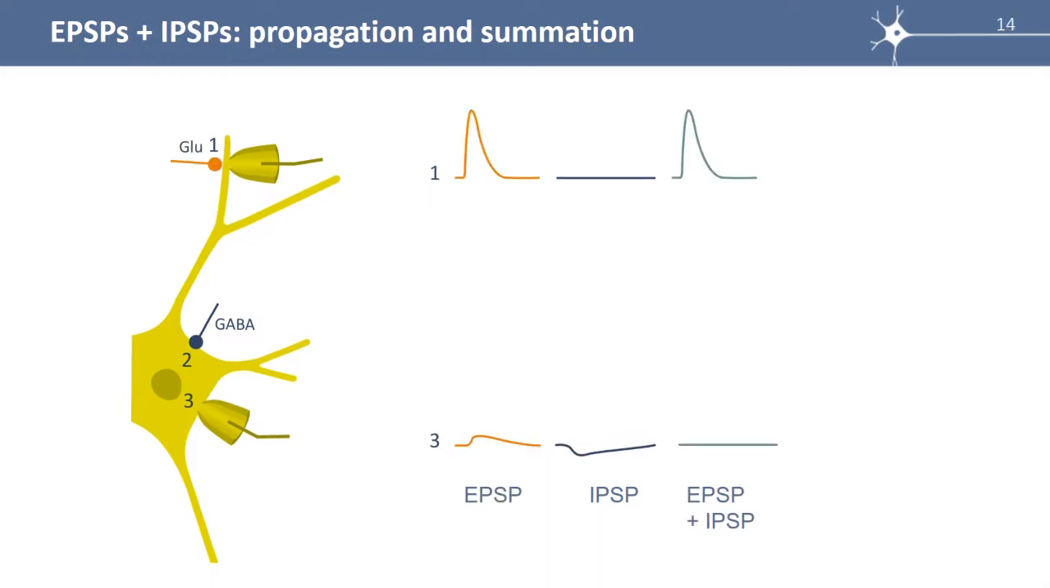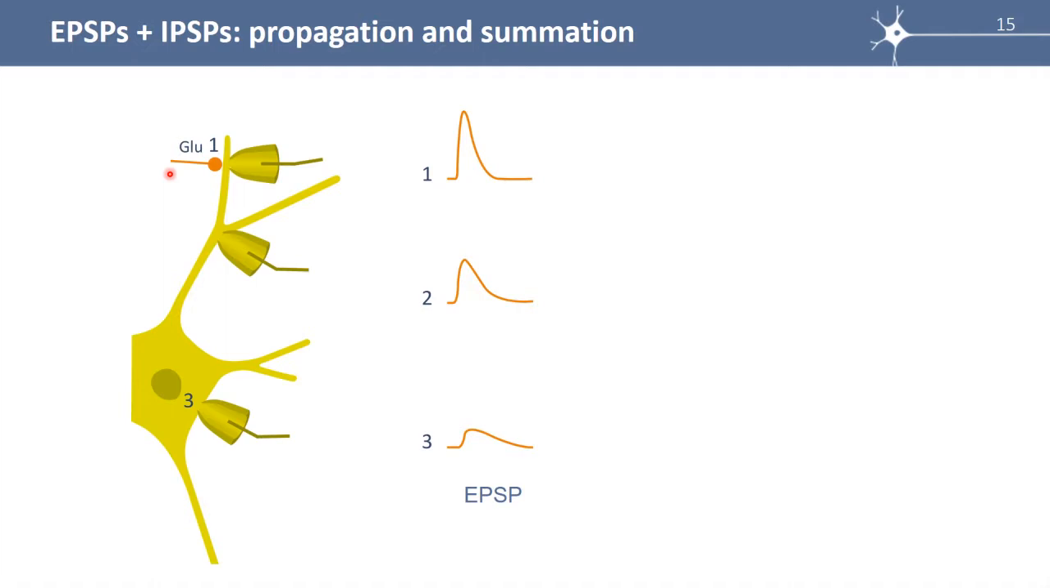Now, if the two synapses are active so that they arrive at the same time at point 3, here it's in green. Though the ePSP has quite a large amplitude at point 1, when it arrives at point 3, it's nearly null. So the sum here of ePSP and iPSP gives no change of membrane potential.